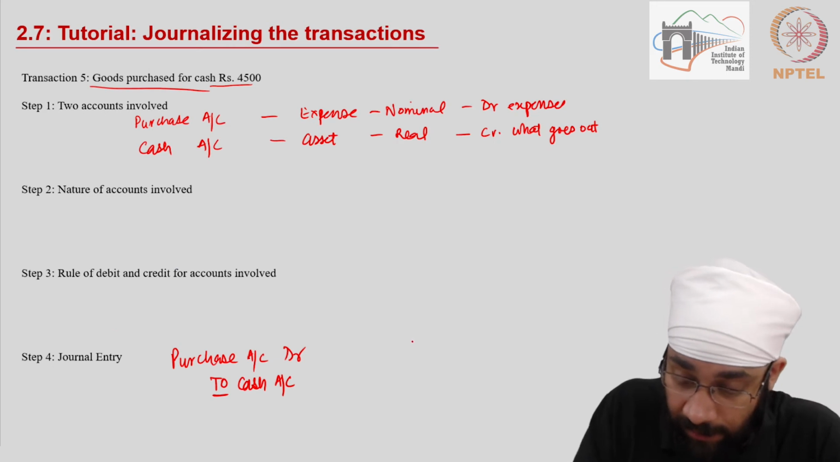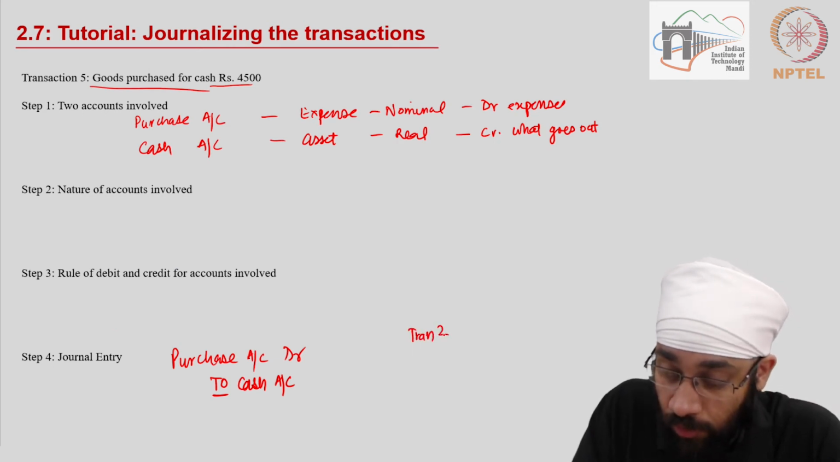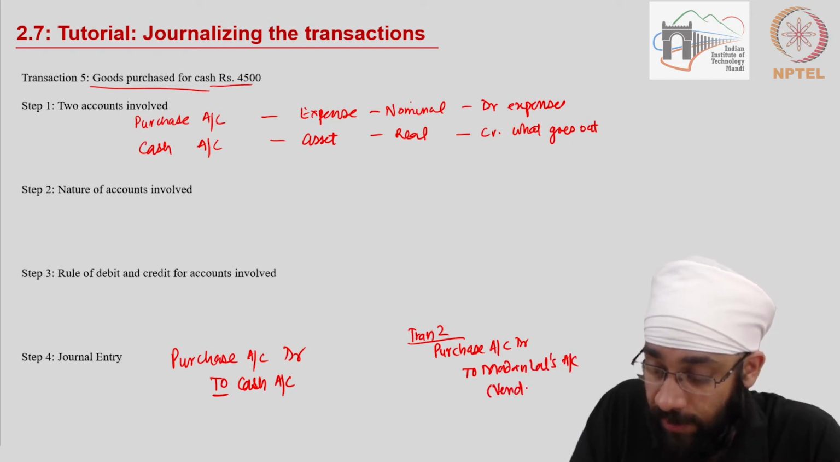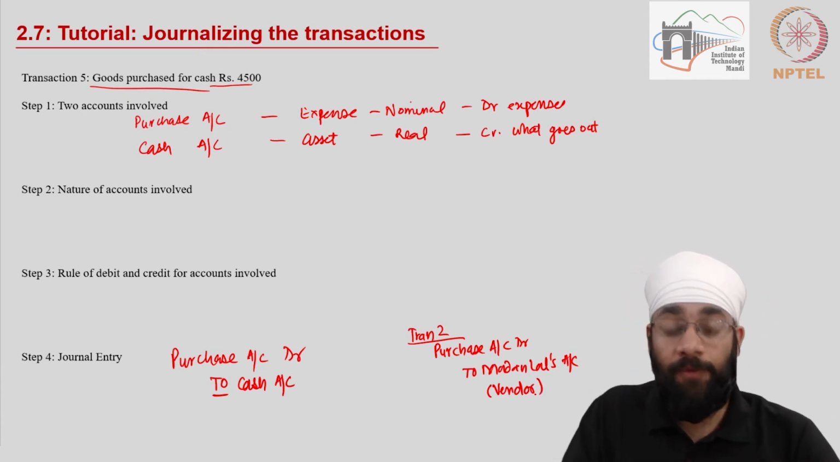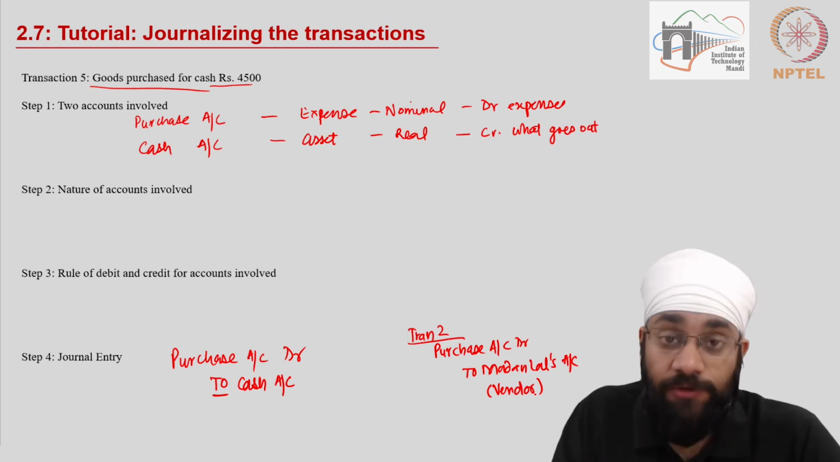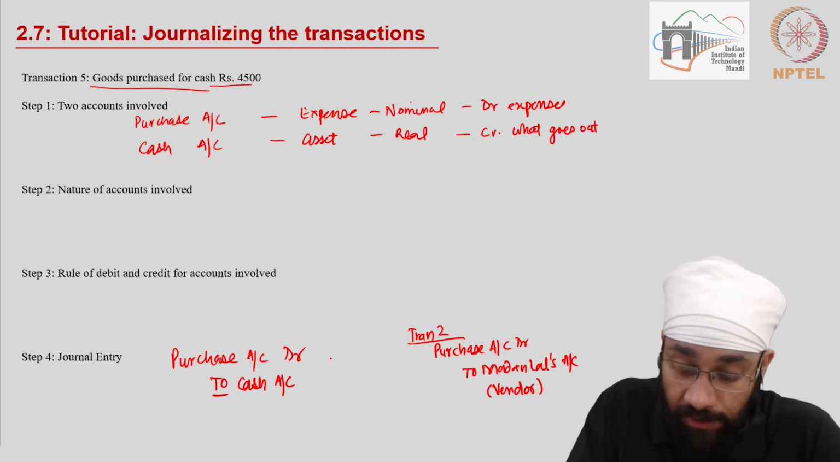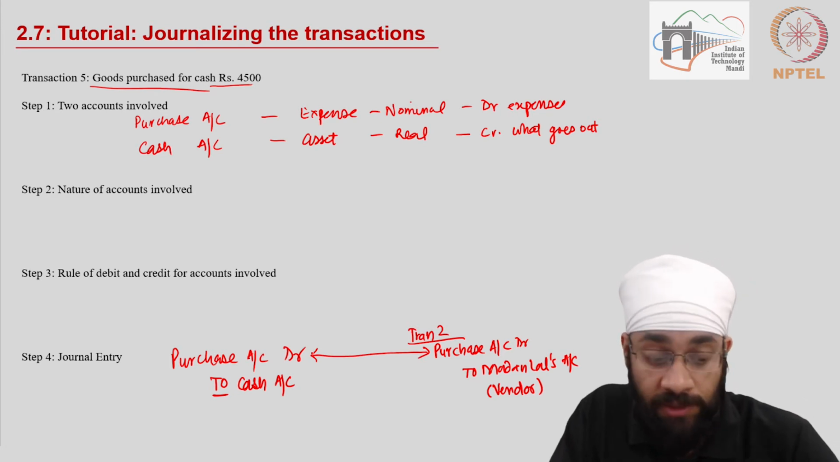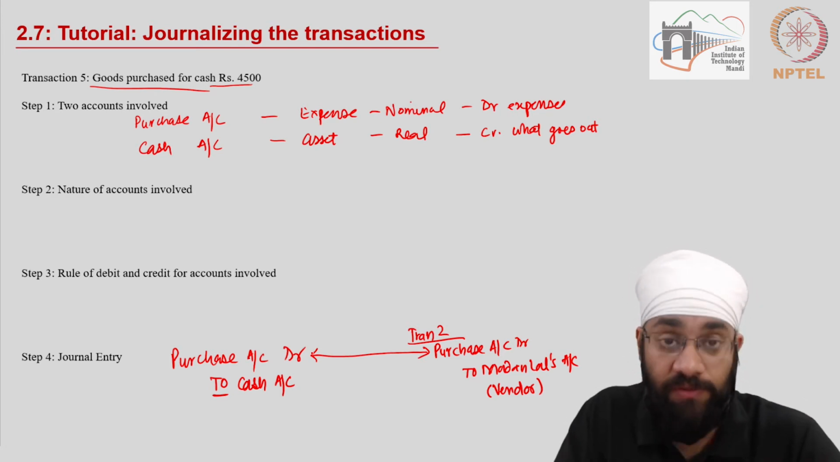Let me write it here. Transaction 2, purchase account debit to Madan Lal's account. And he's your vendor. Just writing it here for clarity. Now what is happening in the two transactions is as follows. Purchase is being done, so both the debit accounts are the same across the two transactions, transaction 2 and transaction 5.